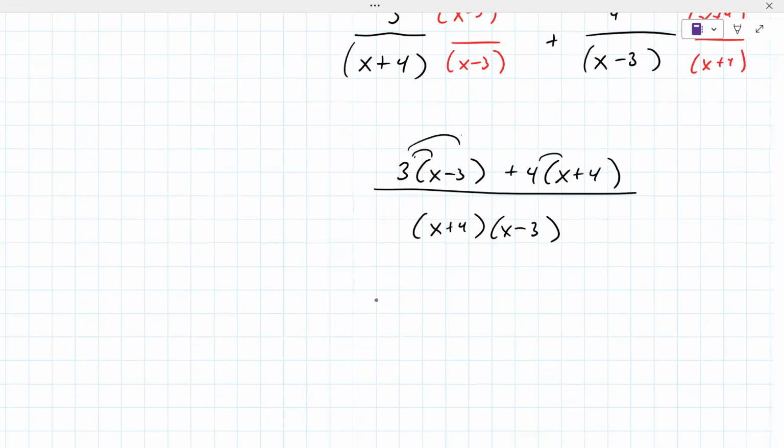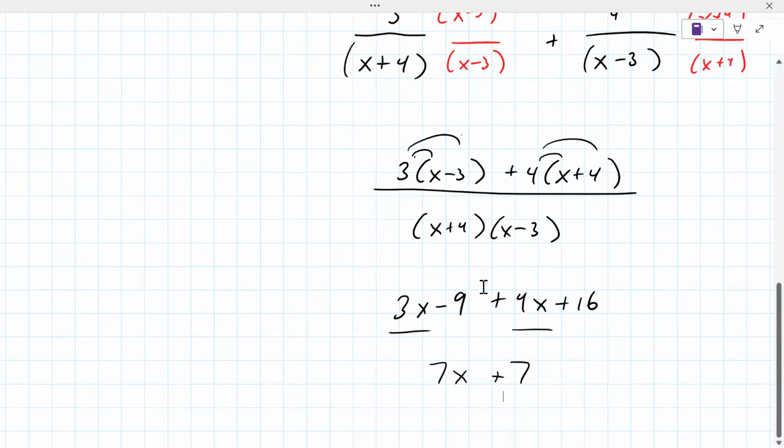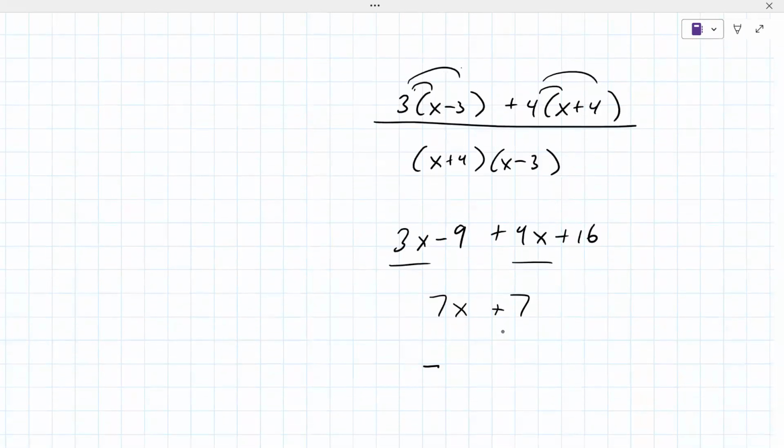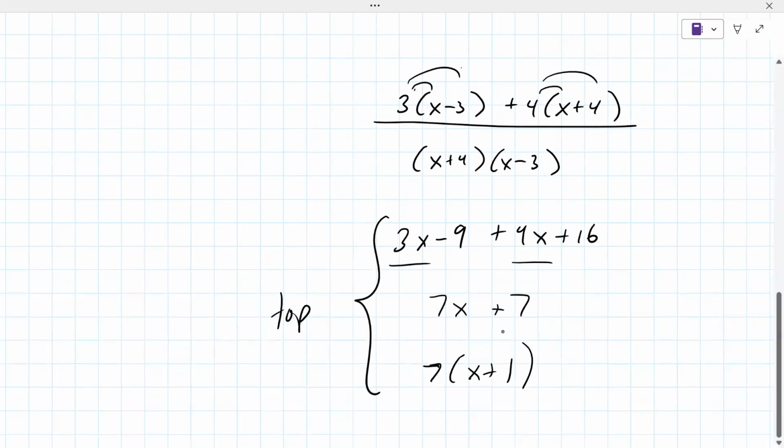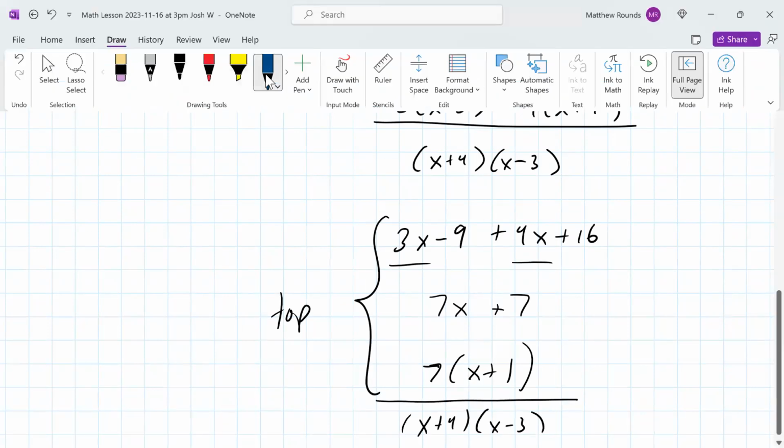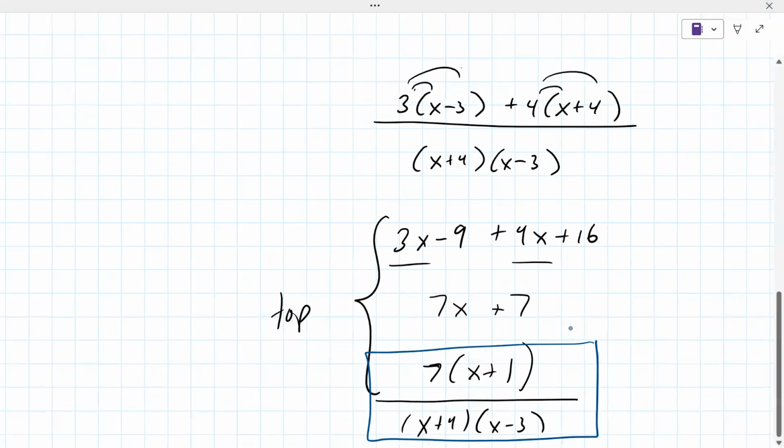So you multiply in on both of these. You get 3x minus 9 plus 4x plus 16. And then you do simplify. So you combine like terms there. And in this case, you actually can factor yet again. You can factor out a 7. This is all for the top, by the way, the numerator. The bottom stays the same. It stays as x plus 4 over x minus 3. So the final answer is what's here in the blue box. Everything else is just work to get there.